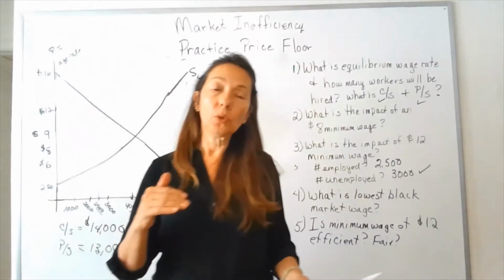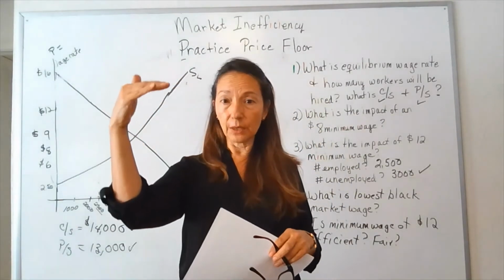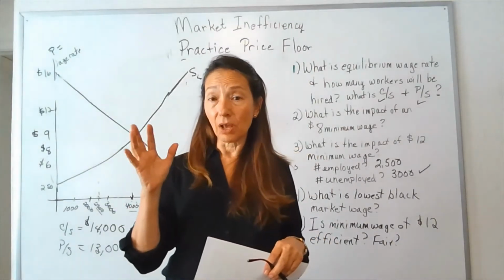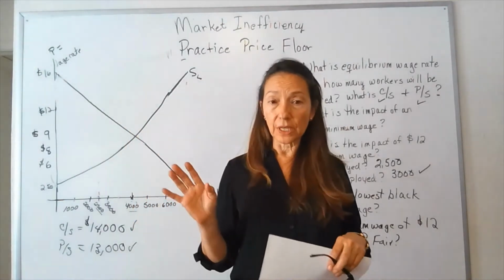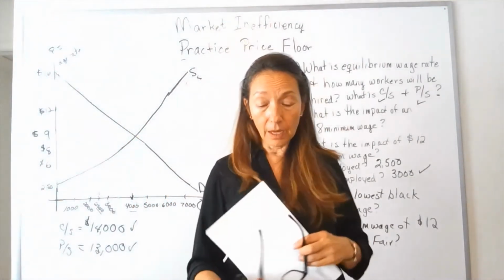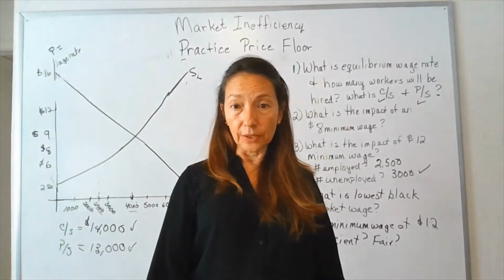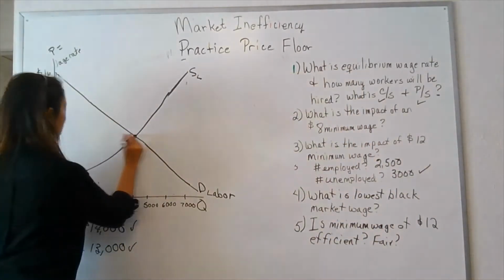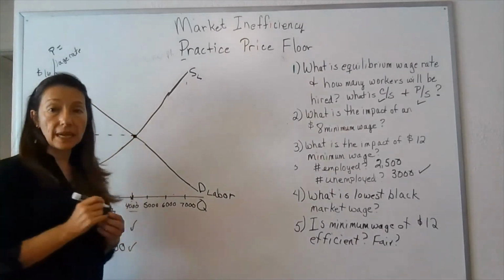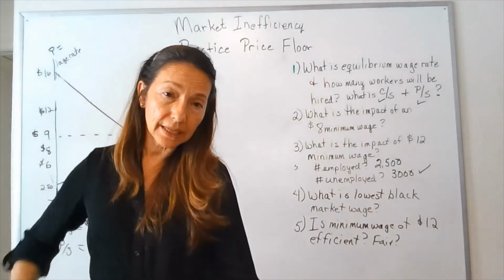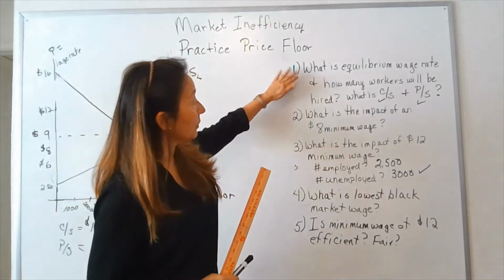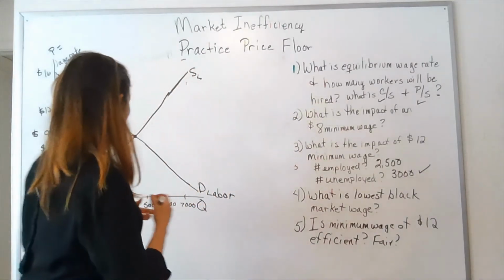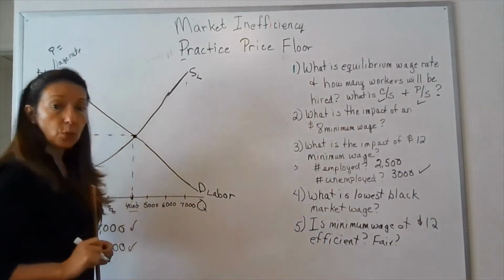For a floor to be effective, it has to be above the equilibrium. I would argue that in El Paso, our wage rate lies somewhere between $8 and $10. So I'm going to say for our discussion that our equilibrium wage rate in El Paso is $9. Okay, so I've drawn our demand and supply curve here with the intersection at $9. One question we might ask is, with the equilibrium wage rate at $9, how many people will be employed? Of course, the number of people employed is 4,000.